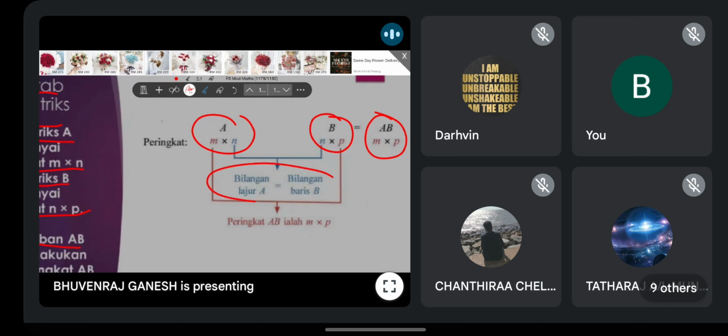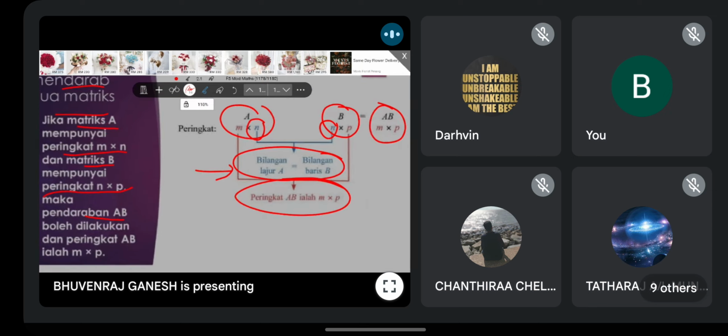So you can see that the number in the middle has to be the same. Then only you can multiply. Always check this, guys. The question likes to trick you. They will give you randomly two orders of matrix, ask you whether you can multiply or not. This is the important part to check. The column for matrix A must be same as the row for matrix B. So your final result will be m times p.